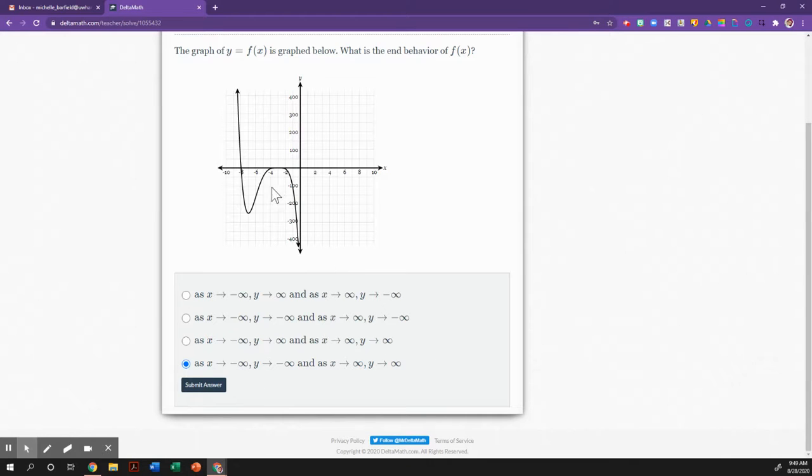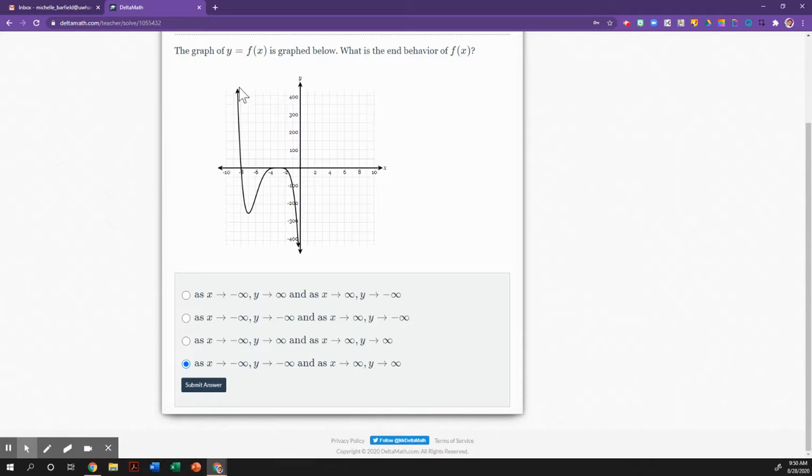All right, so now this one says as x goes towards negative infinity. So as x gets smaller, the graph goes towards positive infinity. Okay, that's good. Then it says here as x gets bigger, x goes towards positive infinity. So as I go this way, my function goes down towards negative infinity. That's my answer.